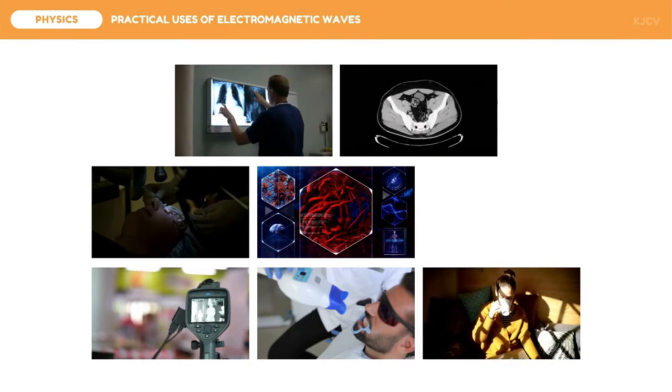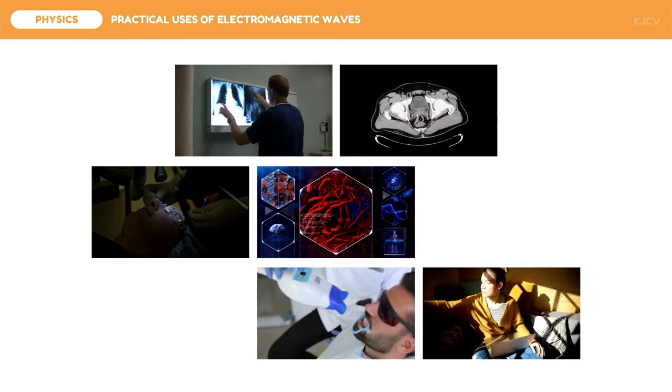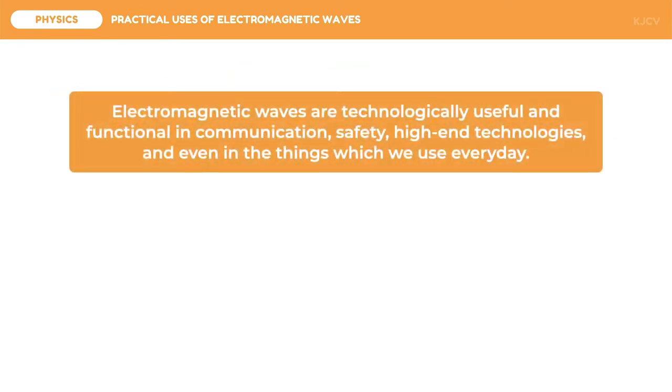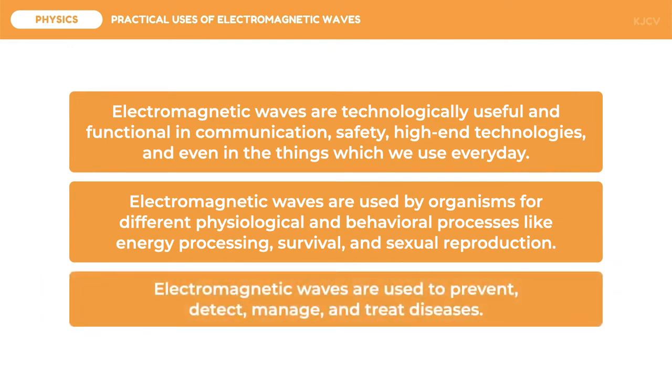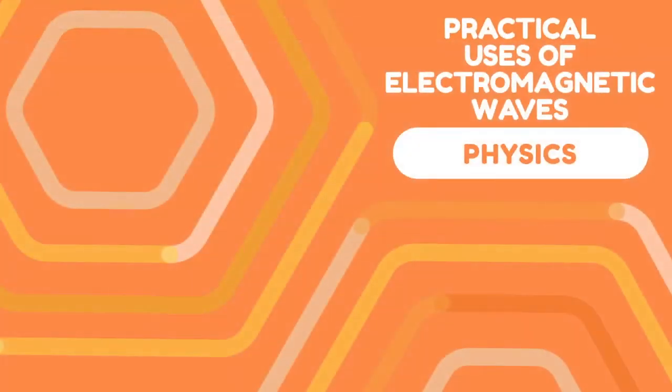After discussing the three major classifications of electromagnetic wave uses, let us review the following key points. Electromagnetic waves are technologically useful and functional in communication, safety, high-end technologies, and even in the things which we use every day. Electromagnetic waves are used by organisms for different physiological and behavioral processes like energy processing, survival, and sexual reproduction. And lastly, electromagnetic waves are used to prevent, detect, manage, and treat diseases. And that ends our discussion on the practical uses of electromagnetic waves.